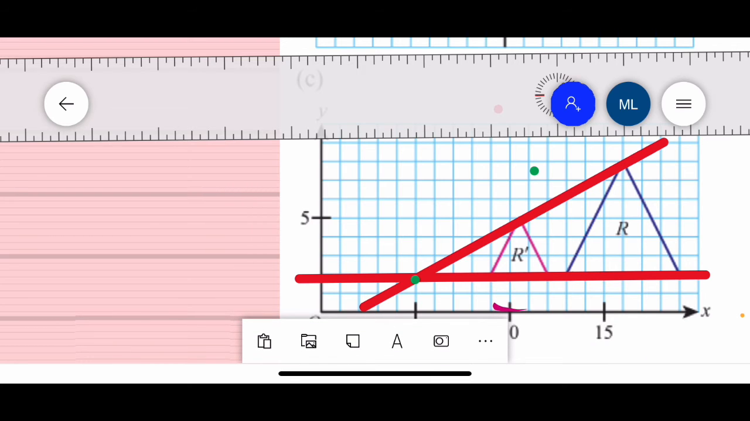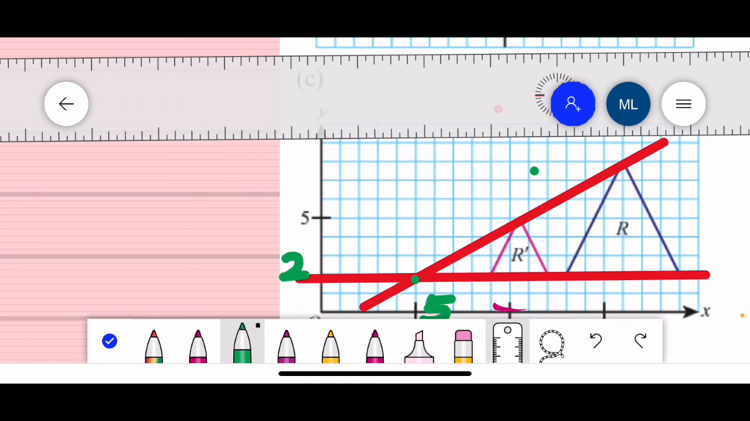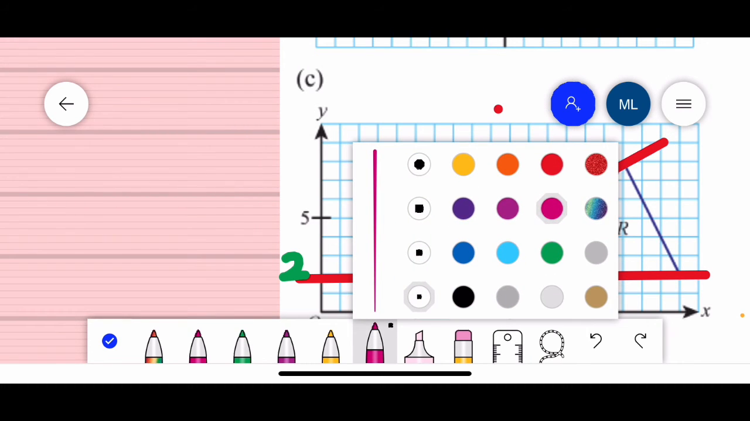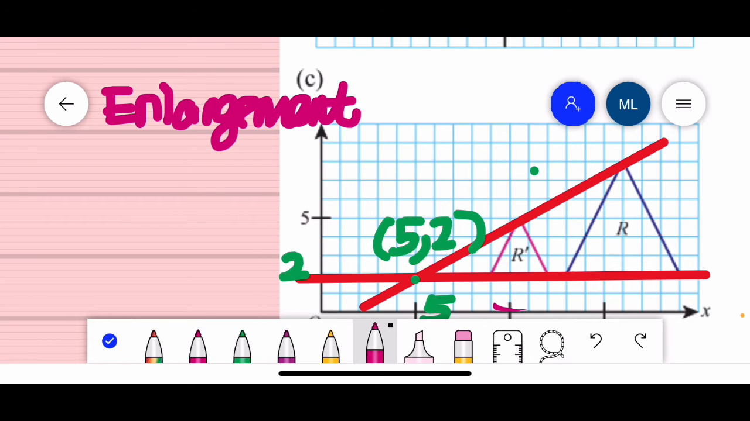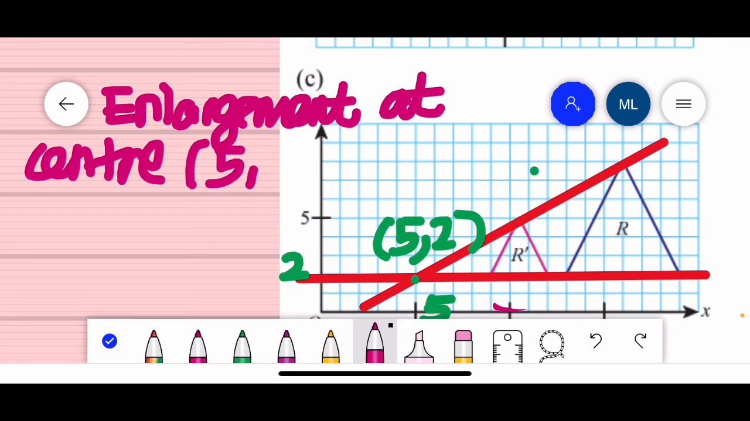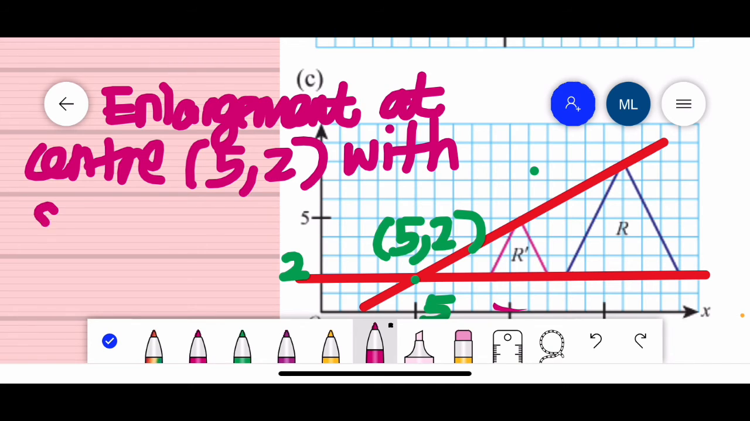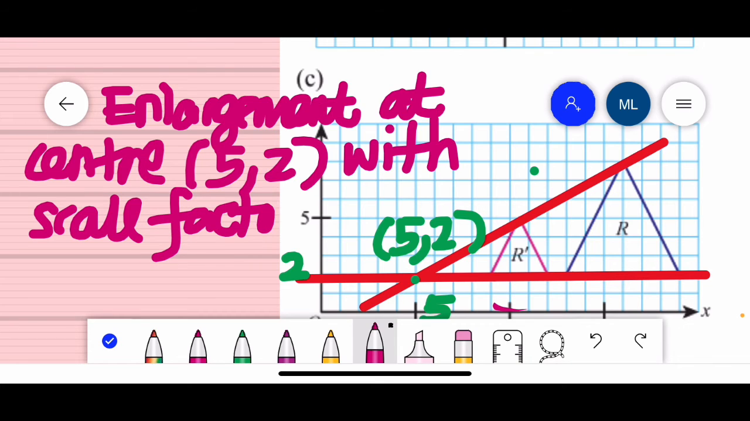We just read: here is 2, here is 5, right? So the center of enlargement is 5, 2. Let's write down the answer. The answer is enlargement. The keywords are enlargement at center 5, 2, with scale factor, because the image becomes smaller. Make sure you write the scale factor and the spelling correctly. 1 over 2, right? Alright, so that is how you describe the enlargement.